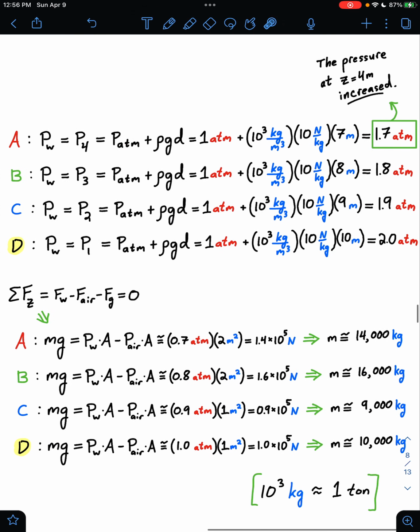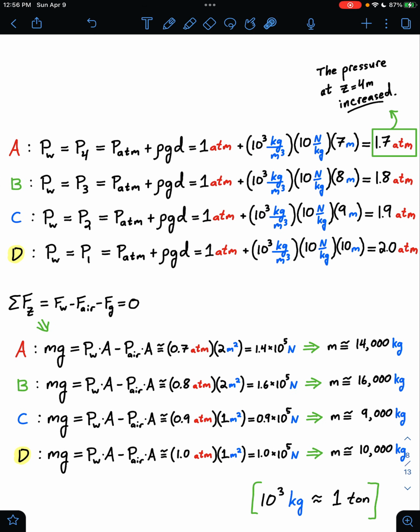All set? Okay, here are those sums. Net force should be 0 on each of those pistons. Upward force of water, downward force from the air, downward force of gravity, rearrange to get Fg by itself, and it'll be equal to the upward force of water minus the downward force from the air. So pressure of the water times the cross-sectional area minus the pressure from the air times the cross-sectional area. Factor out the cross-sectional areas and we get the pressure difference.